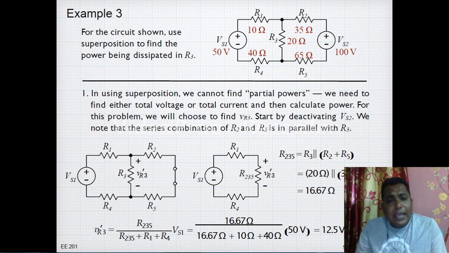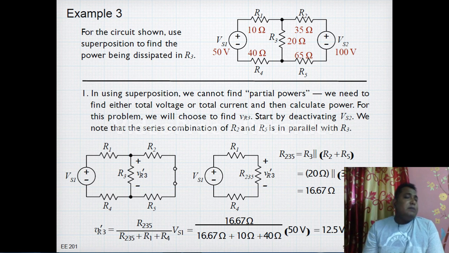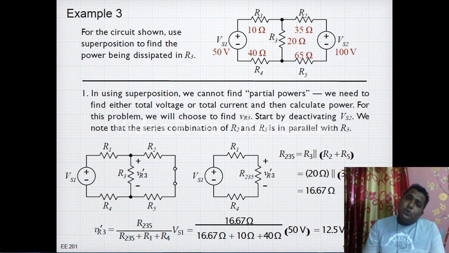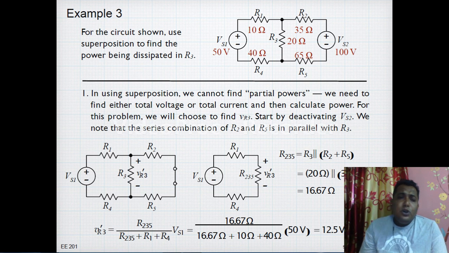Again the same method, we have to consider one source at a time. We have to remove the second one. If it is a voltage source, then after removing that voltage source, we have to make that terminal short. If it is a current source, after removing that current source, we have to make that terminal open. That is what we are doing over here. As there is a voltage source, we have removed that one.